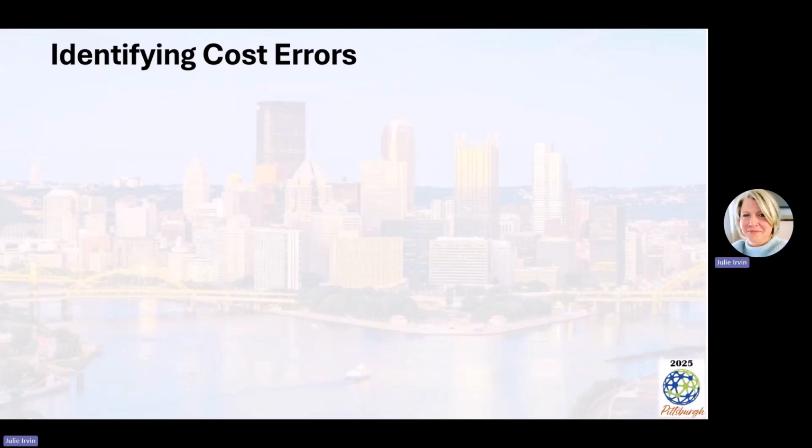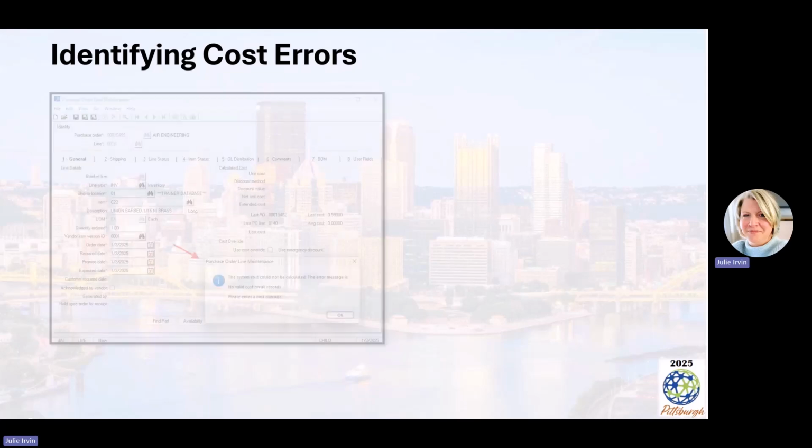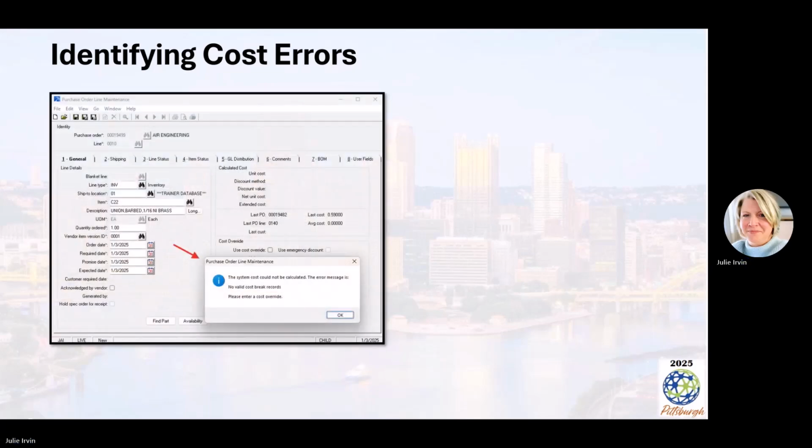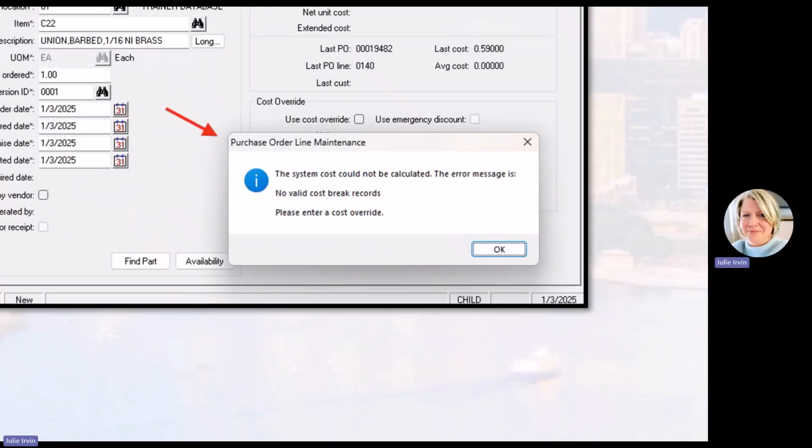Now let's talk about identifying cost errors. If you've ever seen this error message when you're entering a PO line, what it says is that no valid cost break records are defined. So it tells you that it can't calculate the cost because of that. So the option is to enter a cost override, which you can certainly do. But how do we find and fix the problem long term?